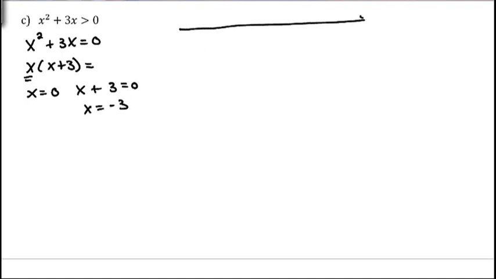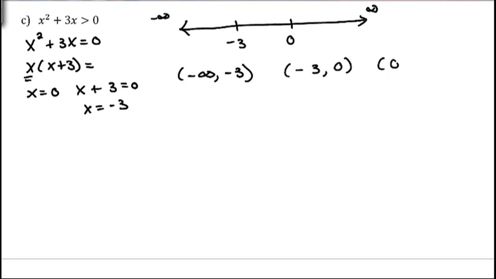So put those two numbers on your number line, negative 3 and 0. Make sure that when you're putting these on your number line, you go from the smallest to the biggest, working from left to right. If you want those infinity symbols up there, put those up there. So we have negative infinity to negative 3. This one does not have an equal sign, so now we're going to use a round bracket. And then negative 3 to 0. And the last interval from 0 to infinity.